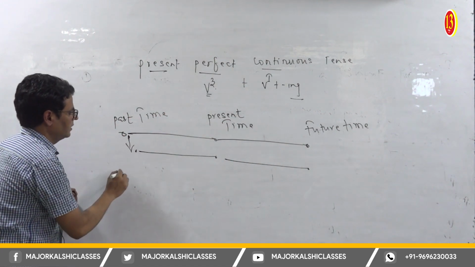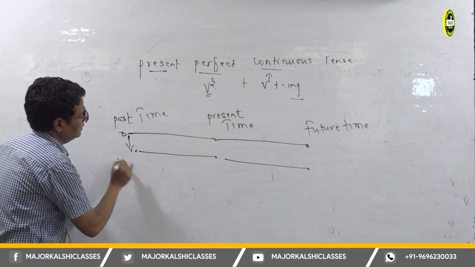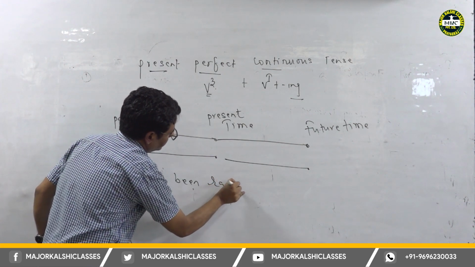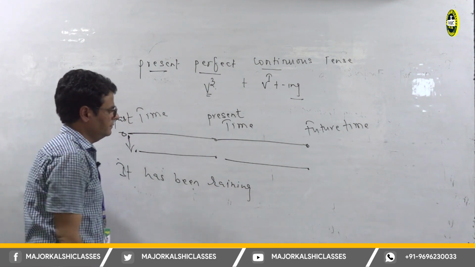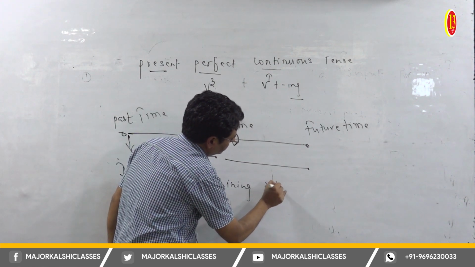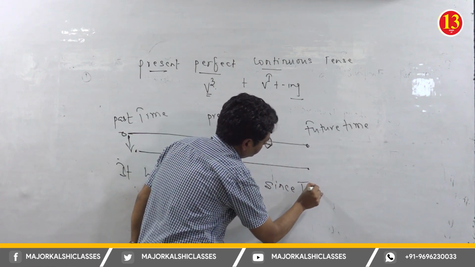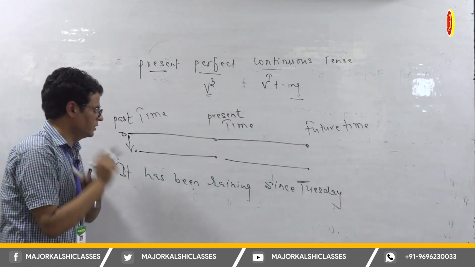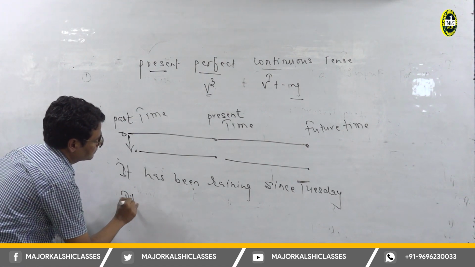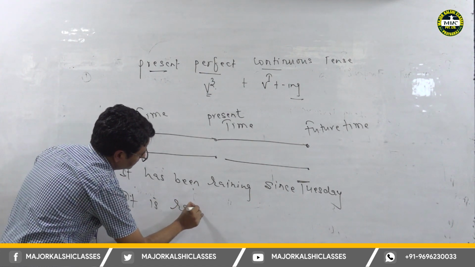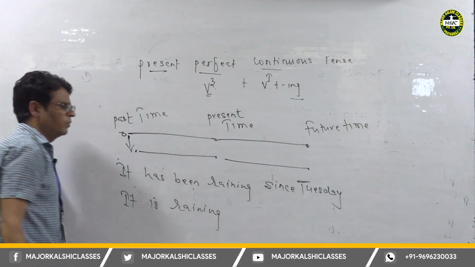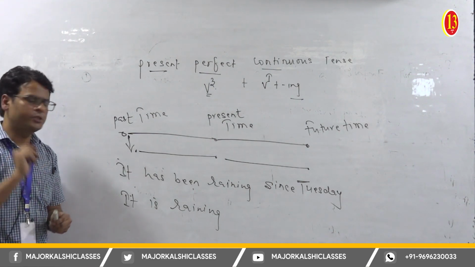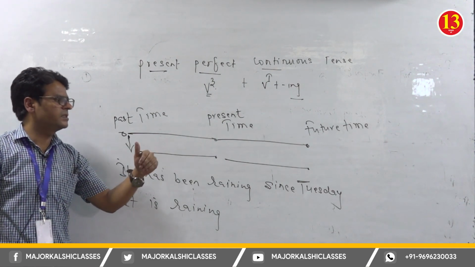Now if I give you an example, it has been raining since Tuesday. This is your example. It has been raining since Tuesday. One more sentence: it is raining. Right? What is the difference? You have to understand the nuances. You have to understand the differences between these two examples. It has been raining since Tuesday.